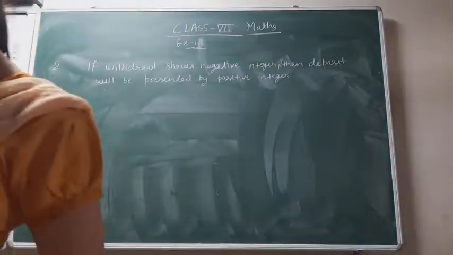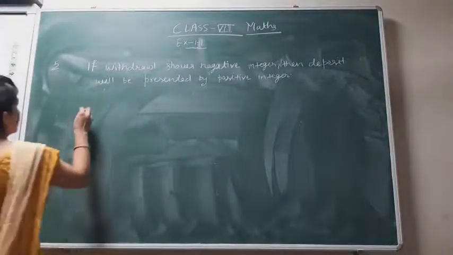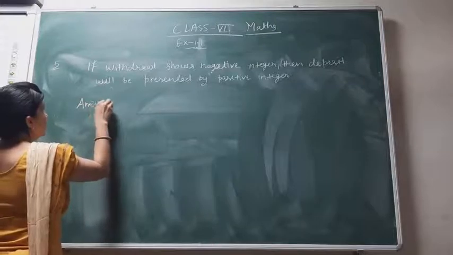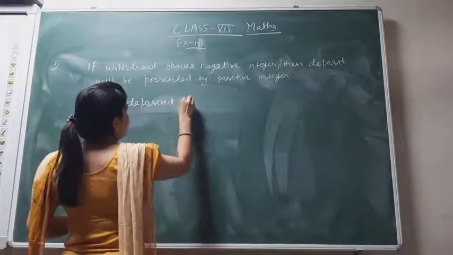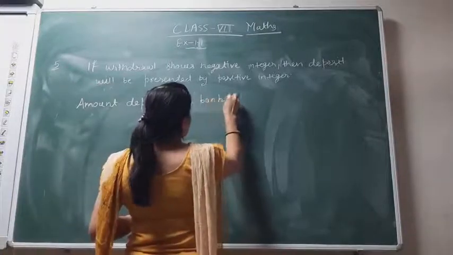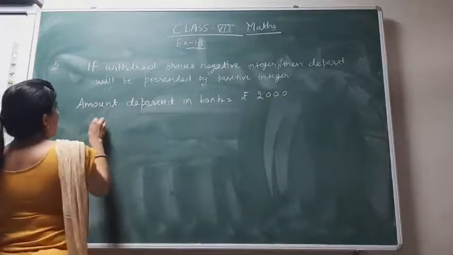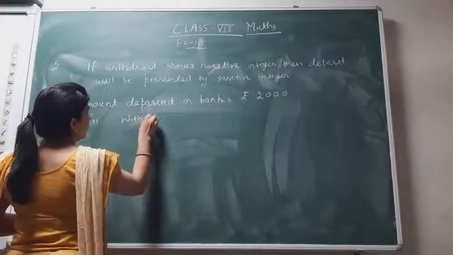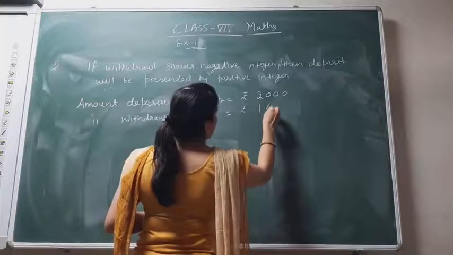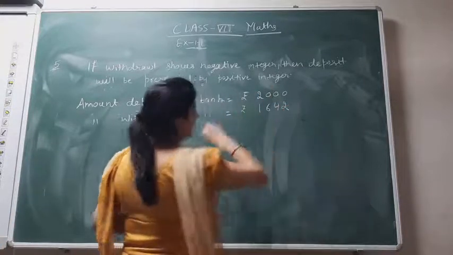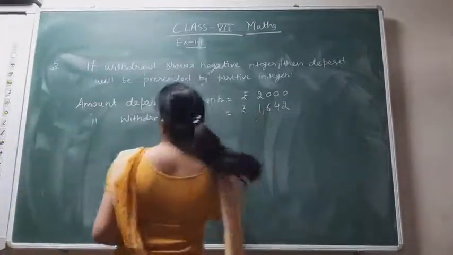Let us do the next part. This is the first part of this question, and in the second part we will write: amount deposited in bank, rupees 20,000; amount withdrawn in bank is equal to 1,642. It's 1,642. So amount left.